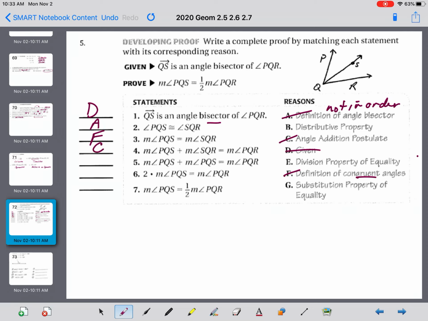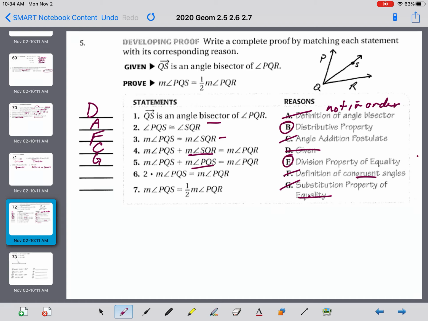Statement 5 replaces this SQR with another PQS. But we were told in statement 3 that they were equal, so we can sub in a PQS wherever we have an SQR. So I just gave it away there. It's substitution property. Don't worry about all this property of equality stuff. It's G, substitution. And then from 5 to 6, this one you could argue just definition of multiplication is what we used in the past.